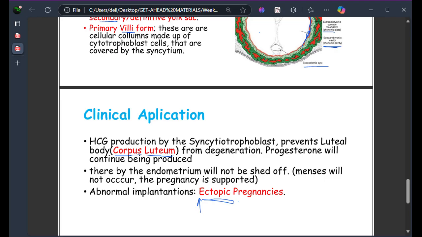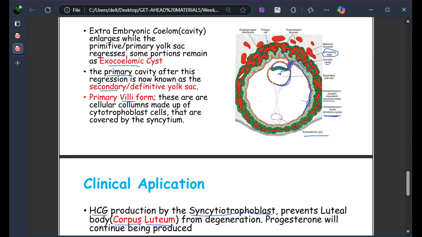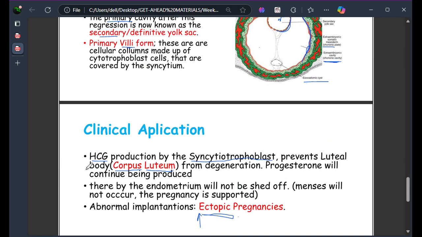Let's say in the first scenario pregnancy does not occur, of course the corpus luteum will degrade. But the production of HCG by the syncytial trophoblast prevents that from happening if pregnancy occurs. This syncytial trophoblast that we were talking about produces HCG hormone, also known as human chorionic gonadotrophin, that keeps the corpus luteum from degradation, and then the progesterone can keep being produced.